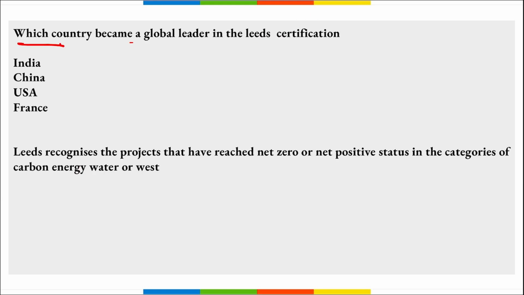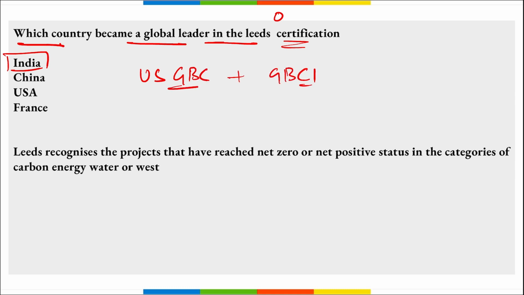Next, which country became a global leader in the LEED Zero certification? It is your dash country. Which is it? Tell me. It is India. The US Green Building Council and Green Business Certification Inc. have notified that India has emerged as the global leader with Leadership in Energy and Environmental Design Zero green building projects.